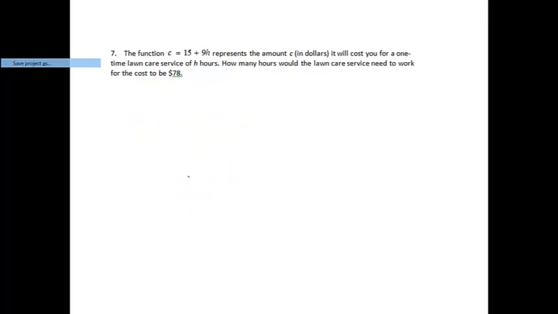Okay, number 7. The function C equals 15 plus 9H represents the amount C in dollars it will cost you for a one-time lawn care service for H hours. How many hours would the lawn care service need to work for the cost to be $78?